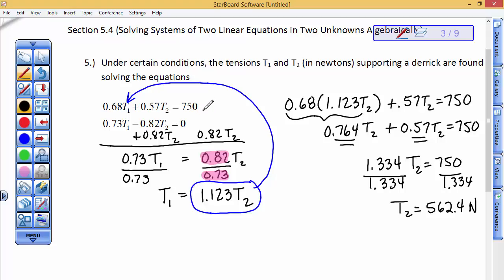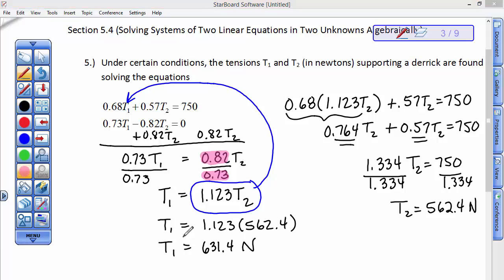Now, once I know T sub 2, I go into this rearranged equation over here, and I just take this 1.123 and multiply it by the 562.4 newtons, and I get 631.4 newtons. Now, don't forget, I have my two solutions now. I have T sub 1 equals 631 and T sub 2 equals 562. I would check this now on my calculator.